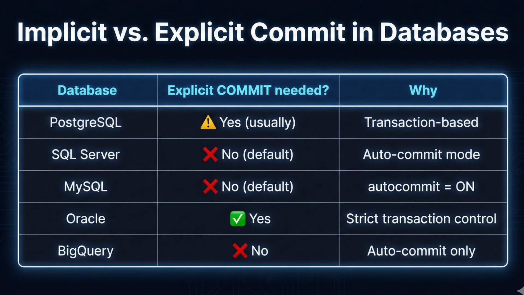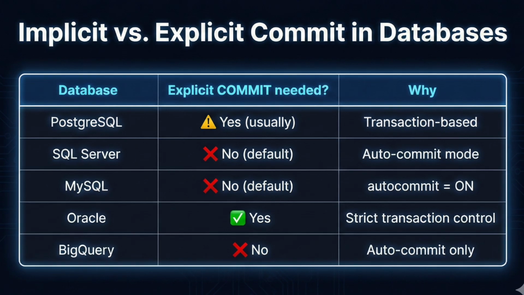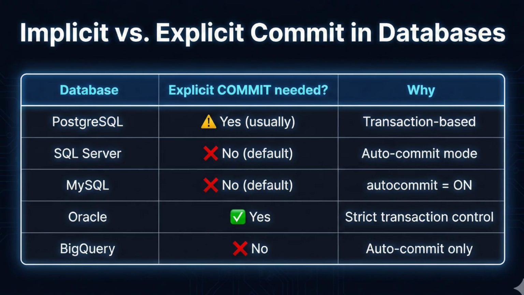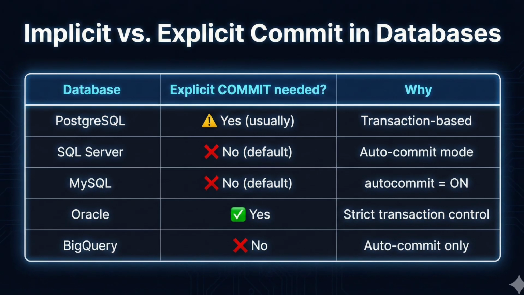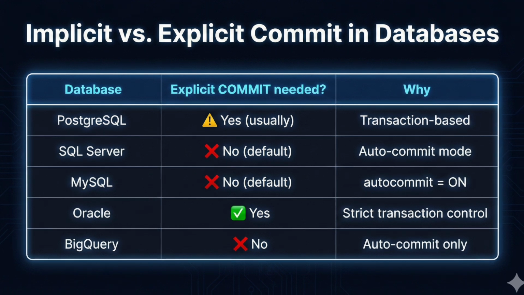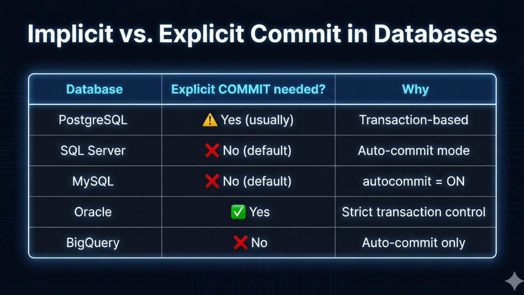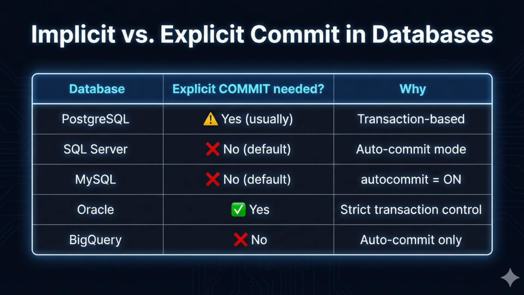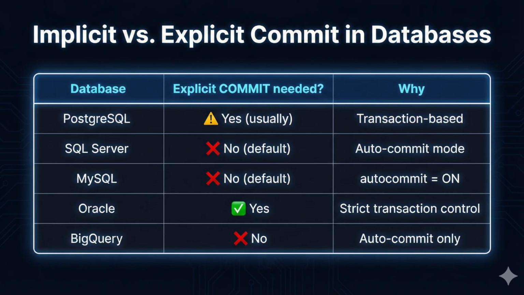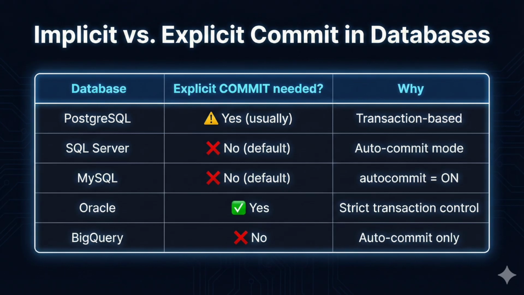Let's look at this table. We have different database management systems here like PostgreSQL, SQL Server, MySQL, Oracle, and BigQuery. And you can see which DBMS has auto commit and which doesn't. And you can see the reason also here. We will start writing real SQL queries and see these commands in action.